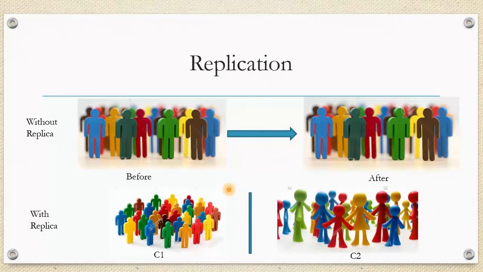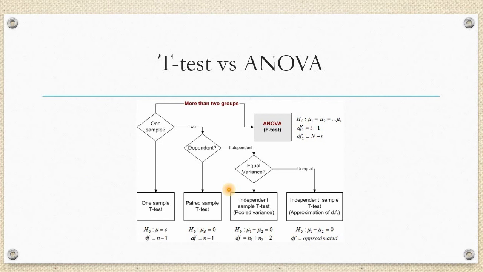And what is with replication? You have two samples, like suppose you are testing some drug effect on two samples in two different hospitals, C1 and C2, and this is called with replication. In the end, what is the difference between t-test and ANOVA, or where should you apply t-test and where should you apply ANOVA? If you have only one sample, then you can have a one-sample t-test, right?